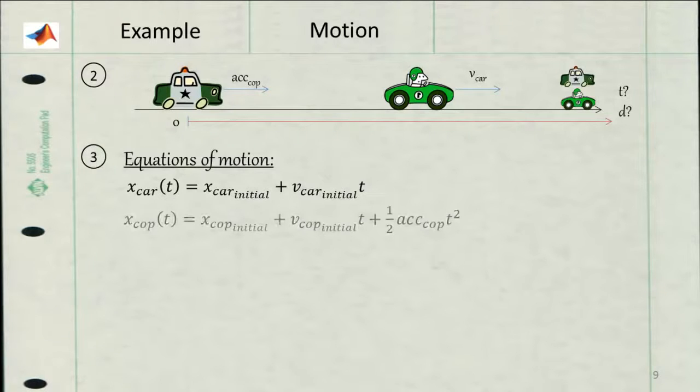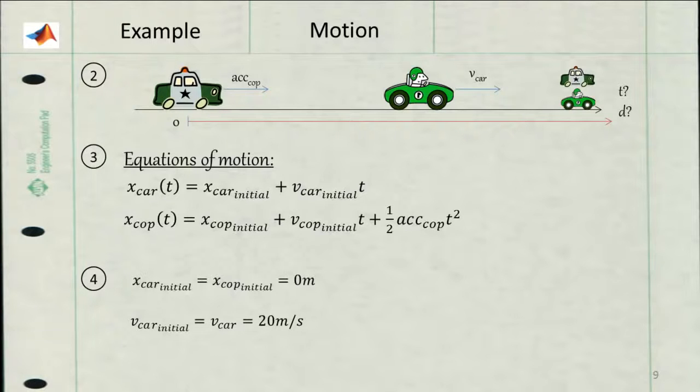A similar equation can be written for the cop, but the cop is actually accelerating. So if you notice, we have a third term in the equation, which is half times the acceleration of the cop times t squared. Now, in order to move forward, we need to assume and simplify the equation. The position of the car and the cop at the very beginning is 0. That's when the cop starts chasing it instantly.